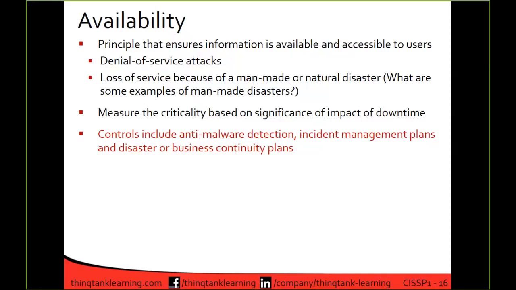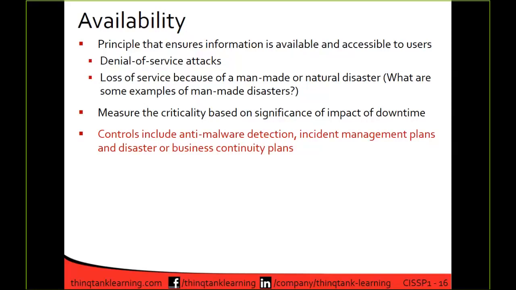Loss of service because of a man-made or natural disaster makes sense. What are some examples of a man-made disaster? Well, we see them all the time. Whether it's somebody blowing up a building, or lighting something on fire, or calling in a bomb threat, whatever it might be, anything that's going to disrupt service is disrupting availability.